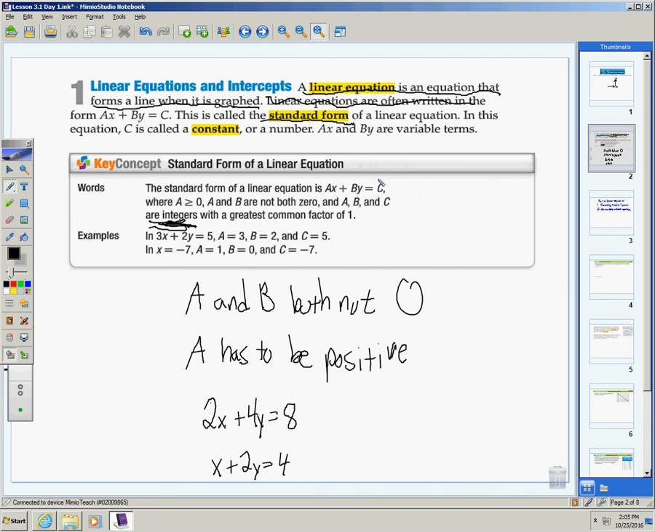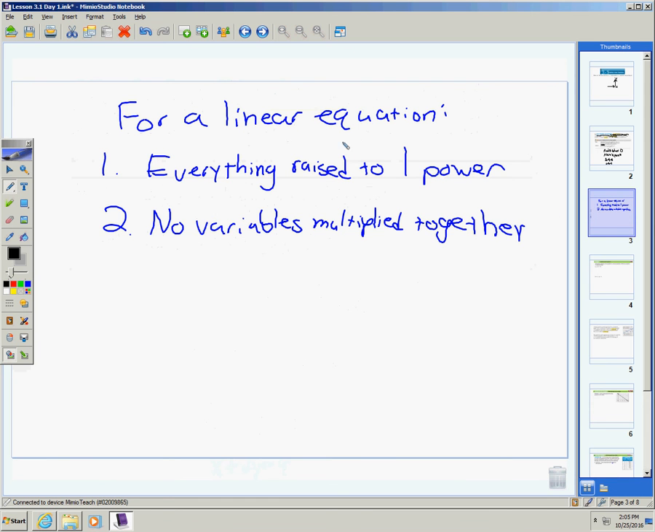And for a linear equation, here are your 2 tests that you need to use. Everything's raised to the first power and no variables are multiplied together. If these 2 things are true, then it's a linear equation. So go ahead and make sure you get these 2 things written down somewhere in your notes.